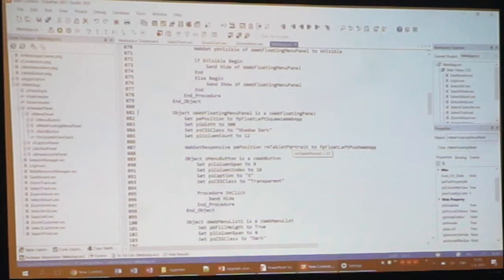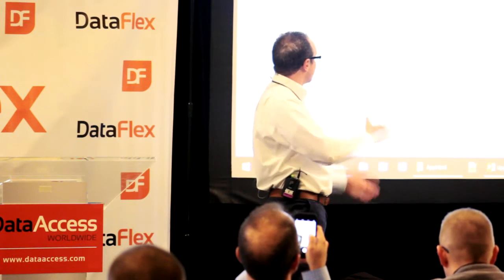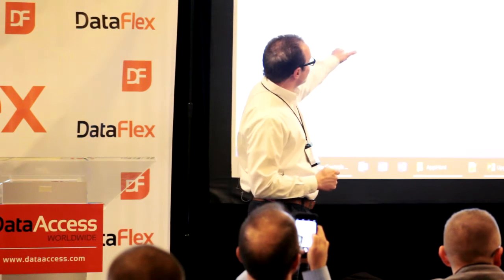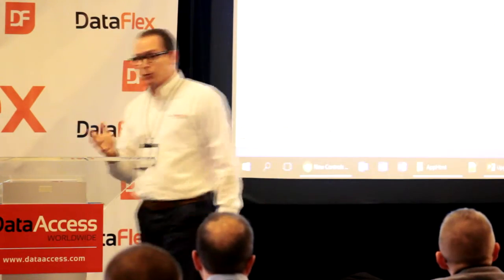Here it says PE position is being set to FP float left squeeze web app, so it's squeezing the web app by default. But website responsive PE position for tablet portrait basically tells it that on tablets or smaller devices, because website responsive is working like an inheritance structure. So if you set it for a tablet, basically the mobile devices will inherit that as well. So you set website PE position to FP float left push web app, which is what we were just seeing.